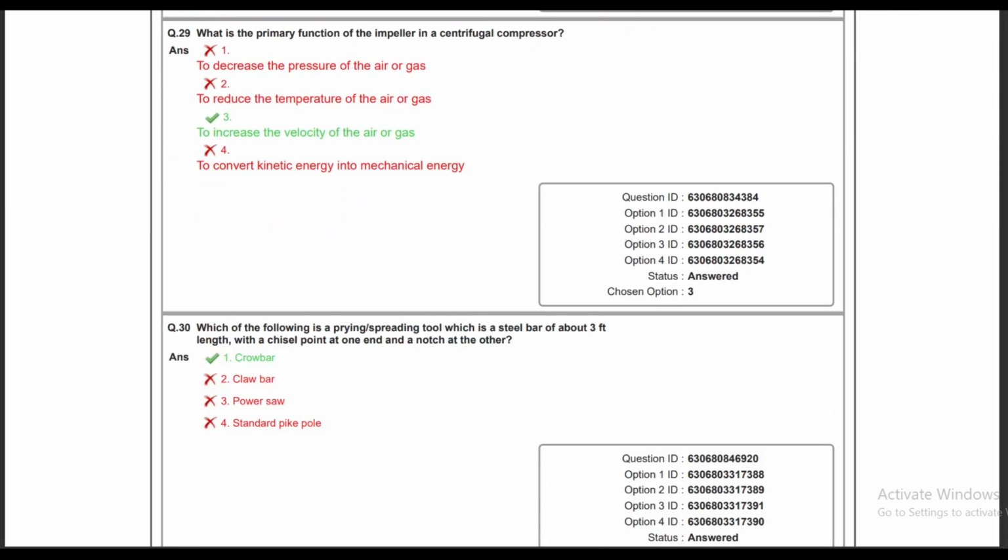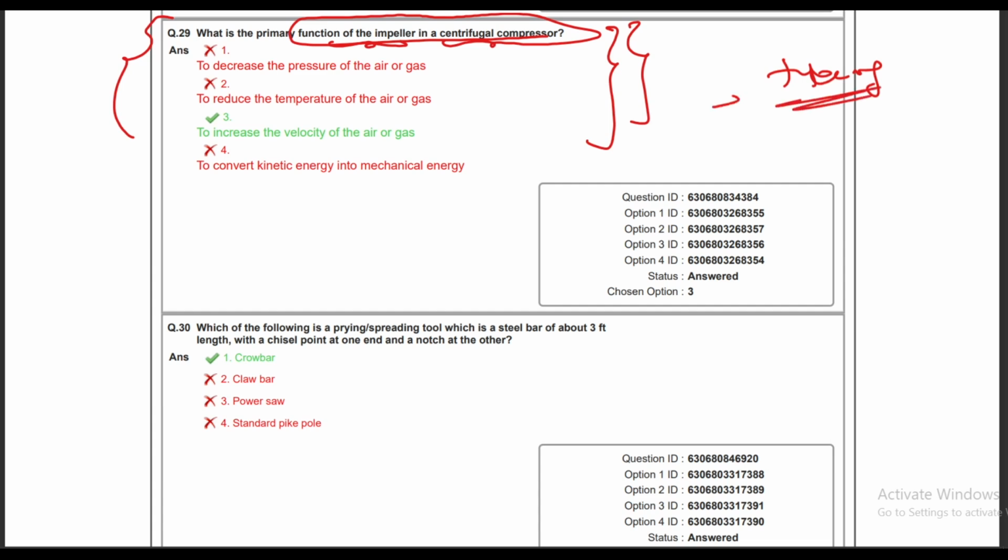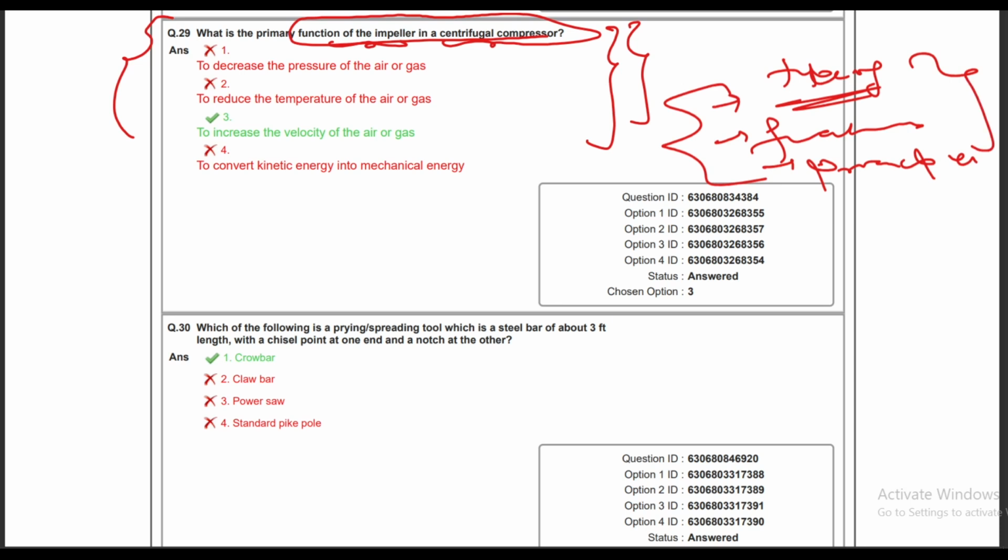Next is, what is the primary function of the impeller in a centrifugal compressor? One thing you have to keep in mind is that in this question paper they are asking 2 to 3 questions regarding compressors, so it's better to read this topic twice, like how many types of compressors there are, and their functioning and principle, basically. From this topic they are covering at least 3 questions. So you can note this topic.